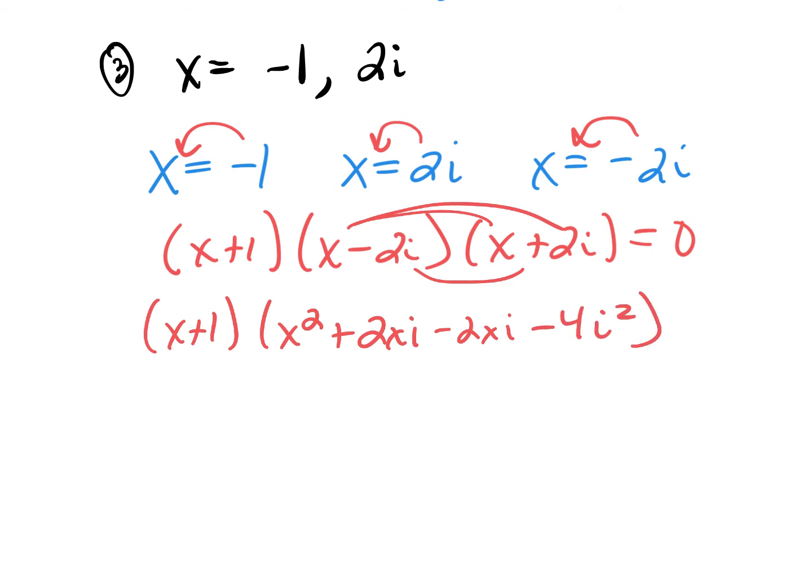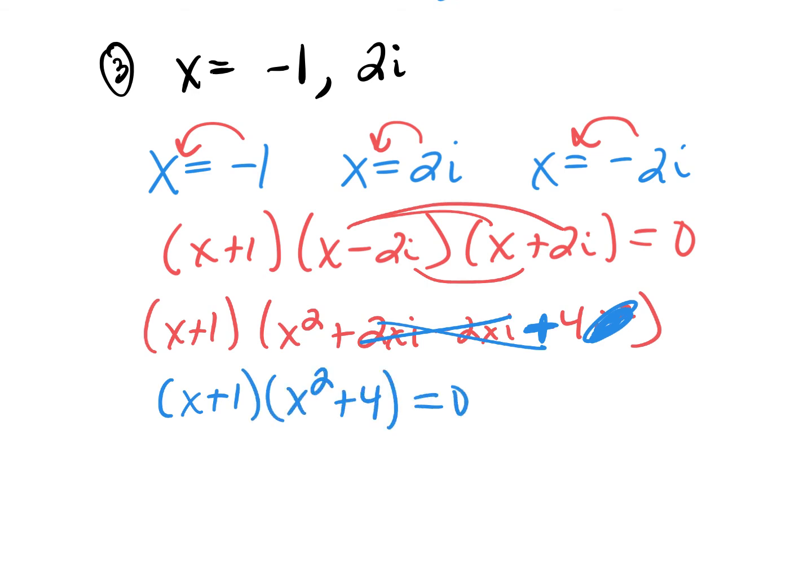Good. What happens when you see i squared? Cross it off and change the sign. What happens to my 2xi's? They cancel out. Guys, you never have a polynomial that has x and i's in it. So when you do this, every single time that term should cancel out. Every single time.